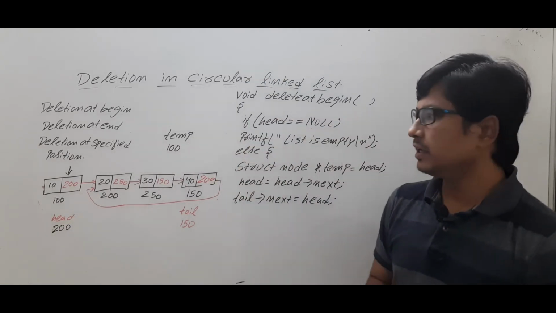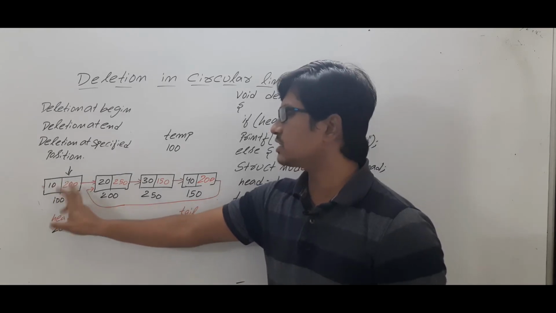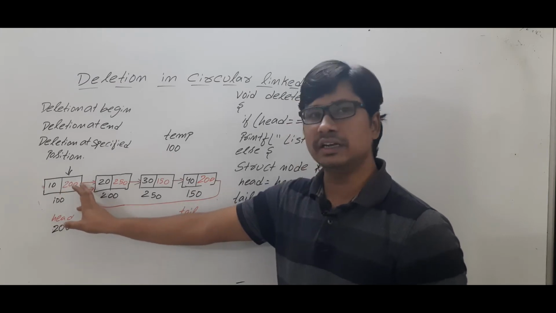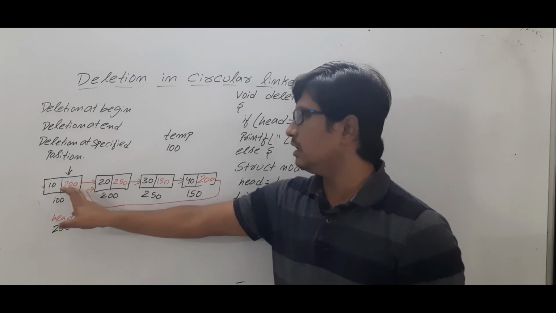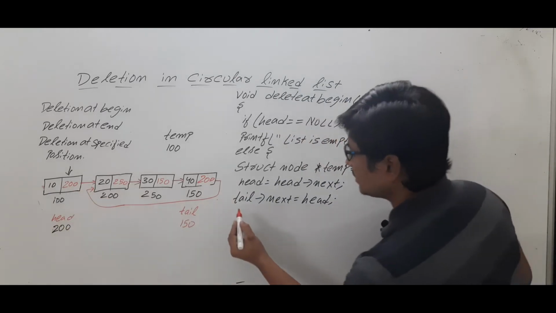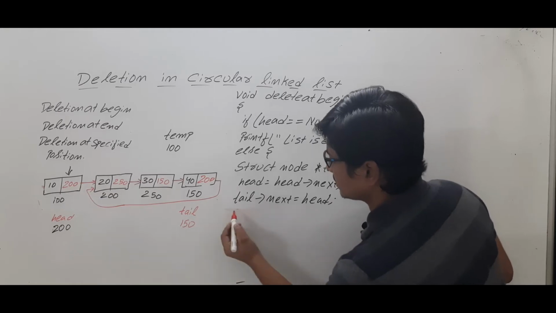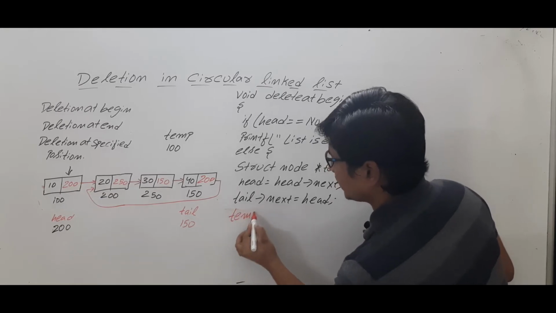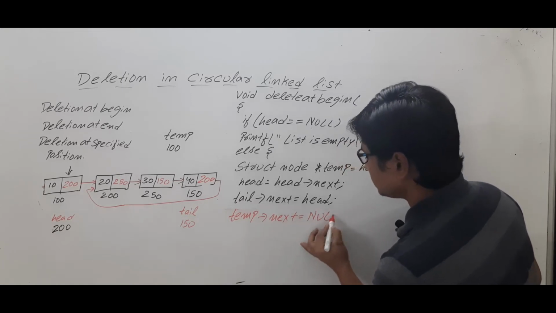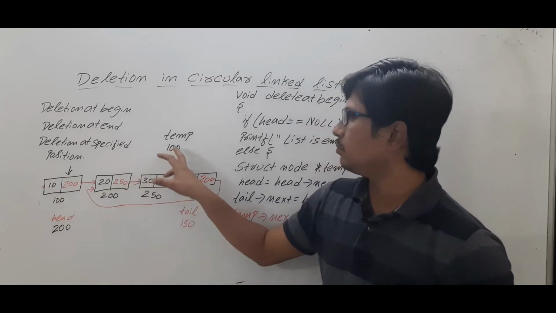Is it clear? Now what you have to do? You have to write temp of next is equal to null. Why? You have to release this link, or you have to delete the link from node 1 to node 2. So what I will write is that not tail, it is temp of next. Temp of next is equal to null, because now this node is pointed to by the pointer called temp.